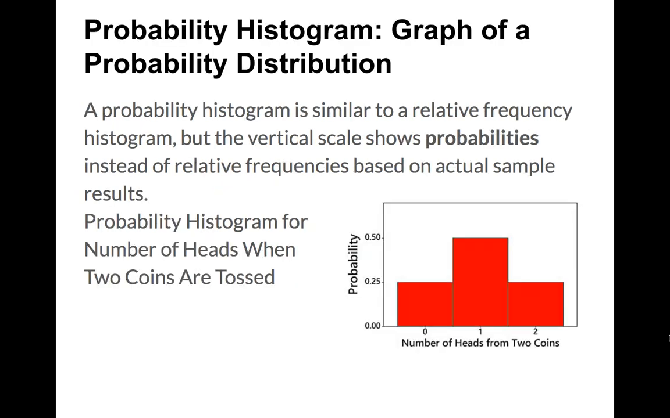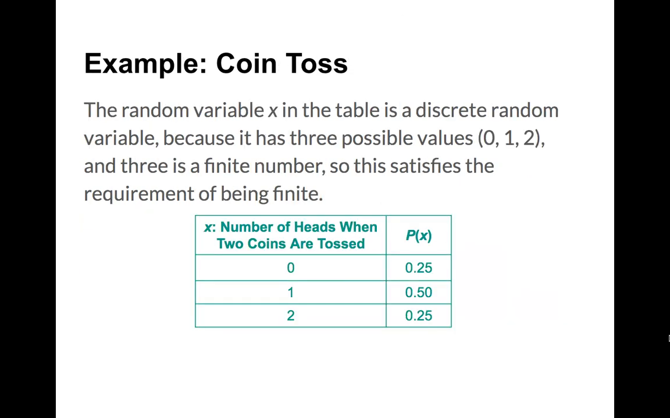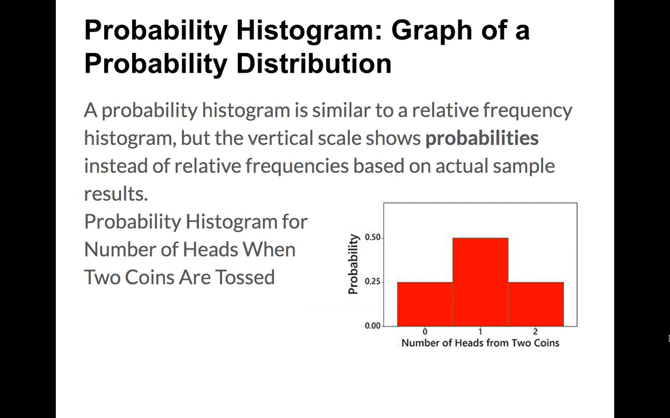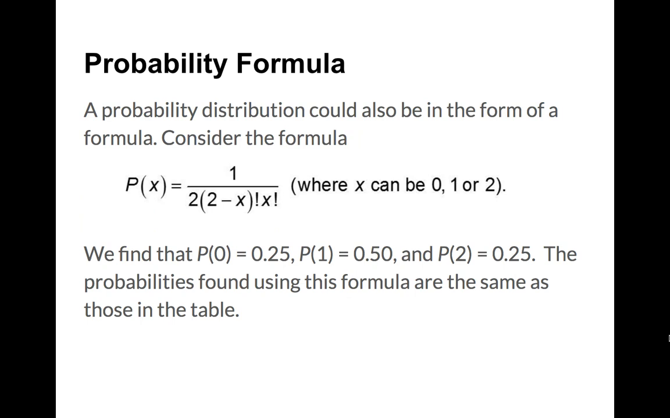Here's what the histogram will look like. Now, if we look back to the table, I'm going to flip back, okay, we can see all the information that we need is right here in this table. And the histogram is essentially the exact same thing as a relative frequency histogram, except instead of percents on the vertical axis, it's probability. Okay, that's all it is. Now we're done with that.